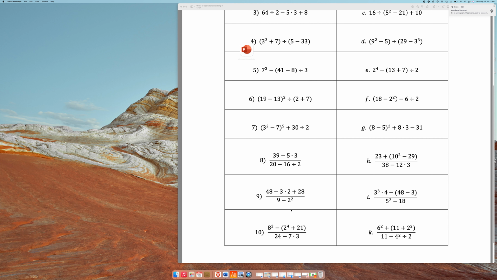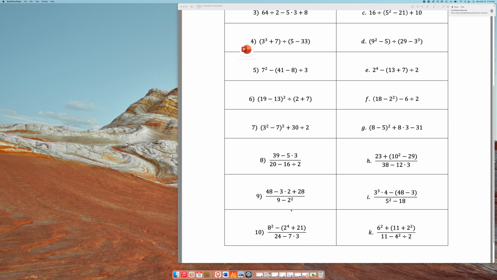I, 3 to the third power, times 4, minus 48 minus 3, over 5 squared, minus 18. Okay, so let's divide that into the two expressions. 5 squared minus 18. Let's do that one because that's easier. 5 squared is 25. It's 5 times 5 is 25, minus 18. And if you subtract that, you get 7. So the bottom expression equals 7.